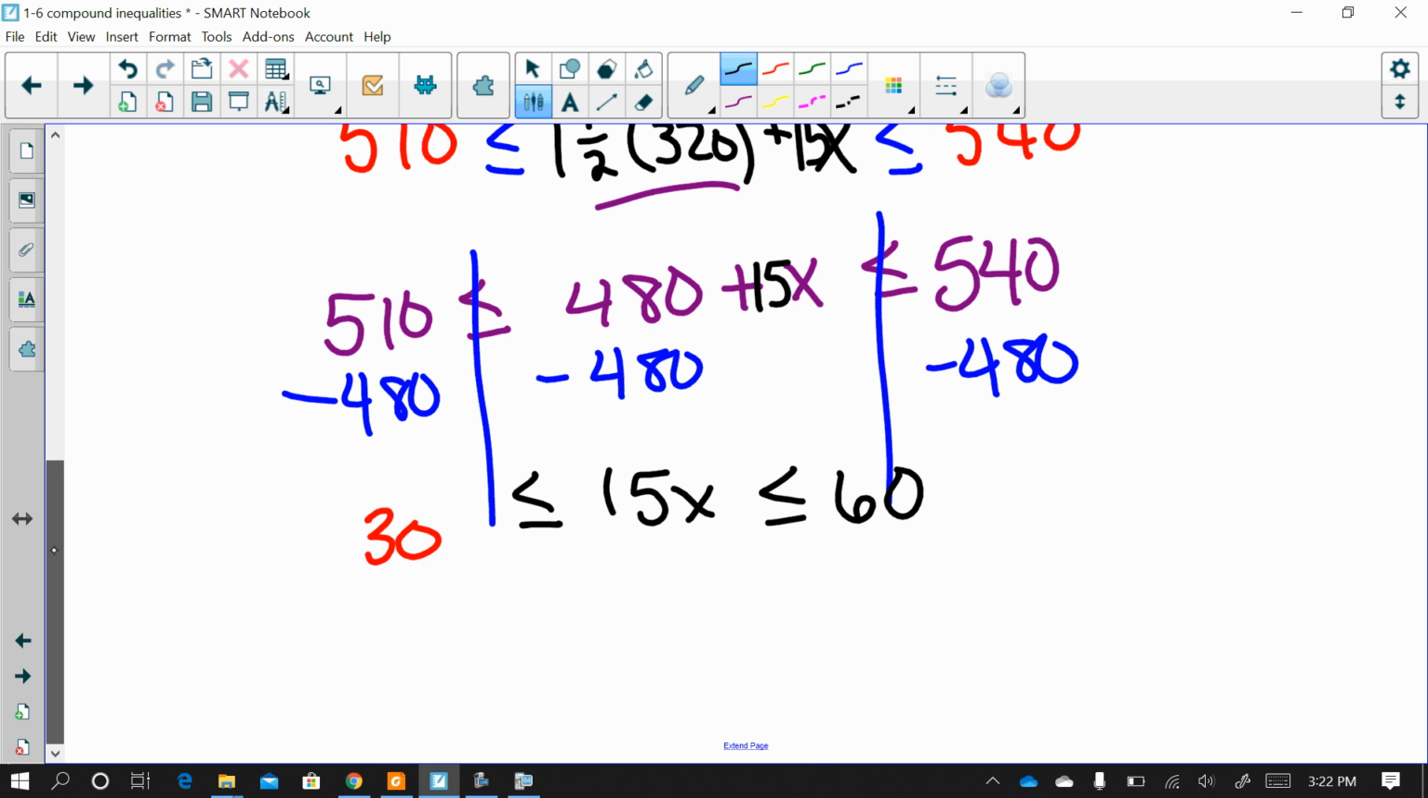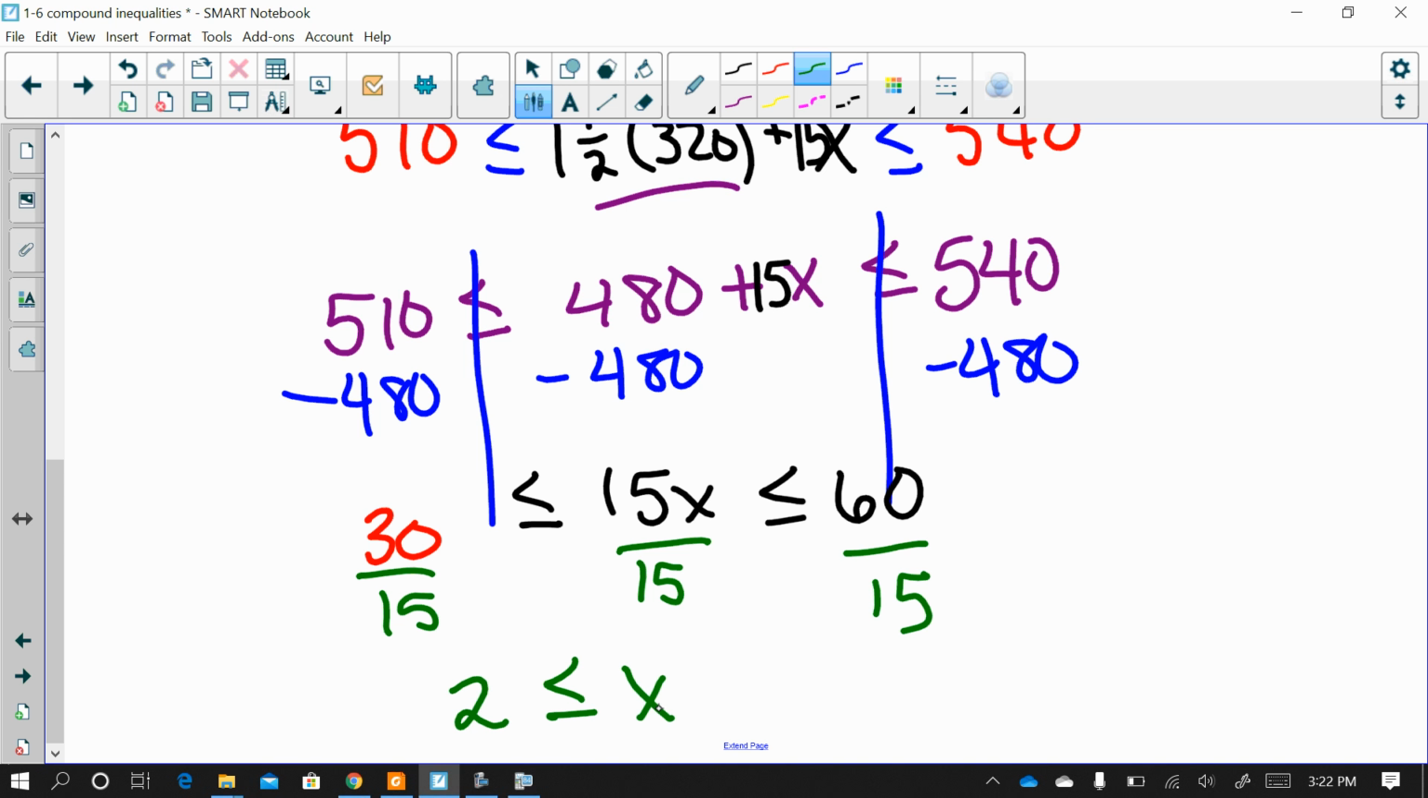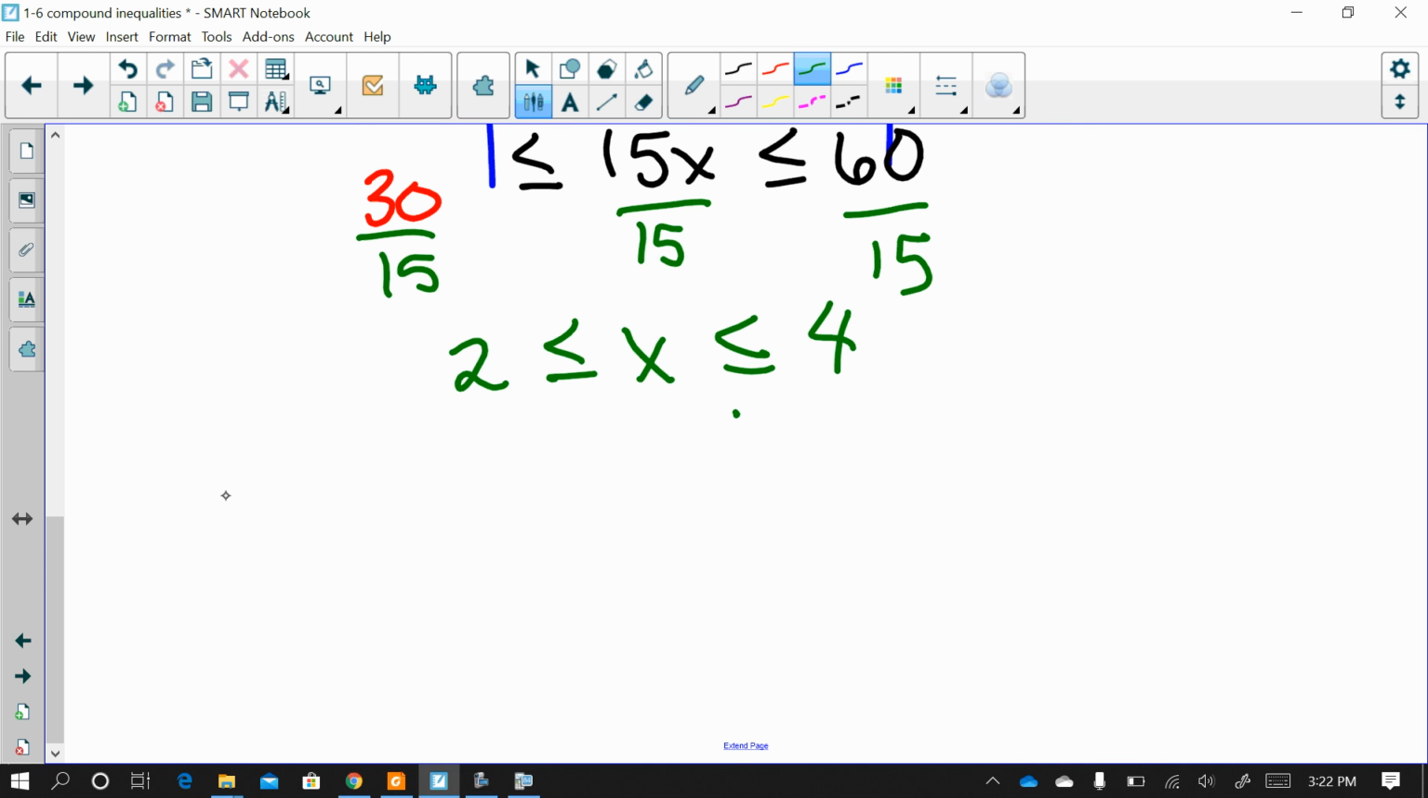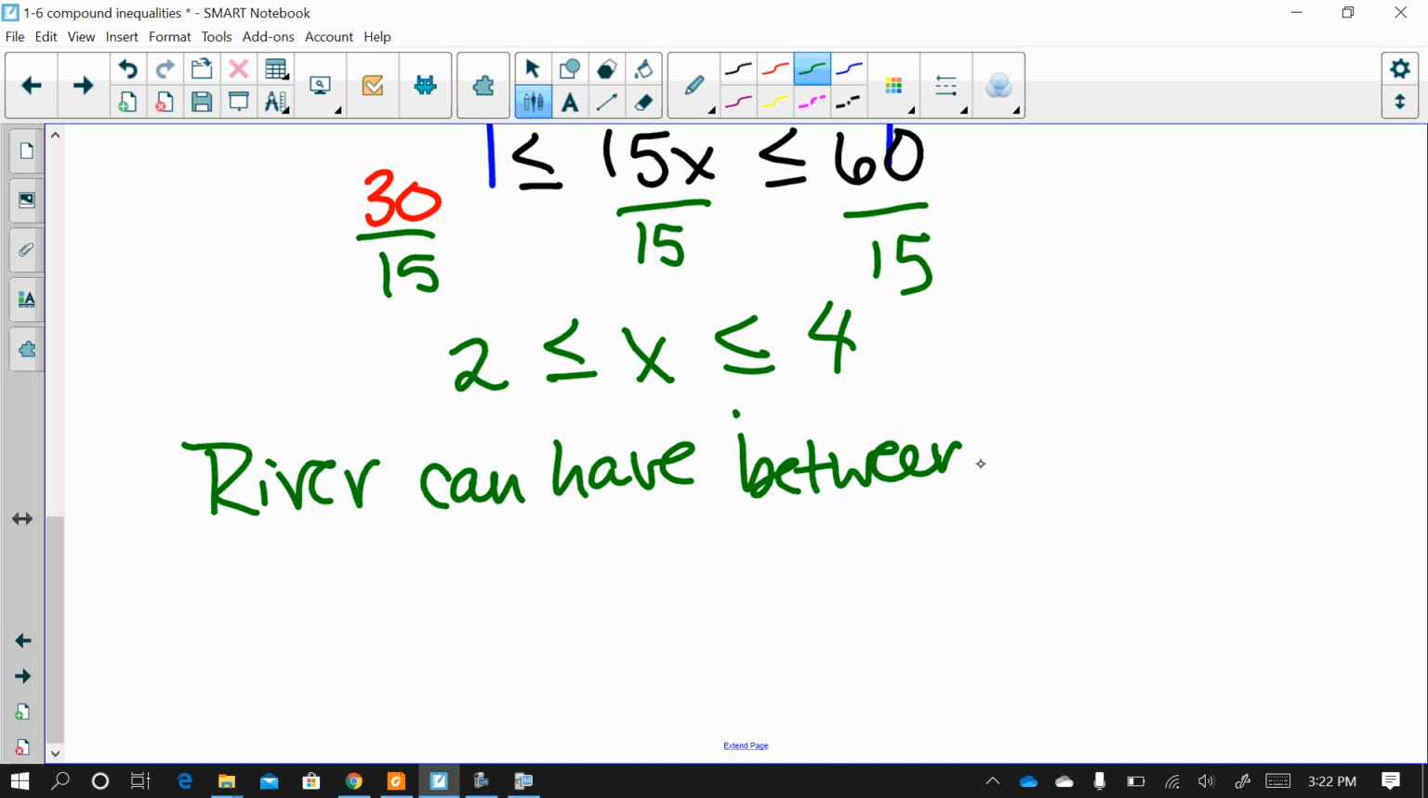Okay, have we solved for x all the way? Not yet, so I got to divide by 15. Remember, it's 3 sides, so I got to divide everywhere. 30 divided by 15 is 2, less than or equal to x, which is less than or equal to 4. So she can have between 2 and 4 treats. Okay. River can have between 2 and 4 treats. And that's how you solve that problem.